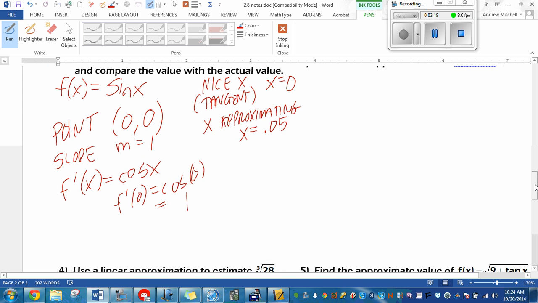So now we can write our equation. Y minus 0 equals 1 times x minus 0. Well, this is kind of a boring equation. It just ends up being y equals x. So we can say f of x is approximately equal to x. So around this point of tangency, the x value is going to be pretty close to the y value of our function. So we're trying to approximate at 0.05, so f of 0.05 is approximately 0.05.